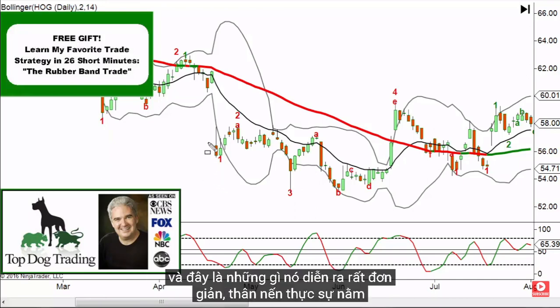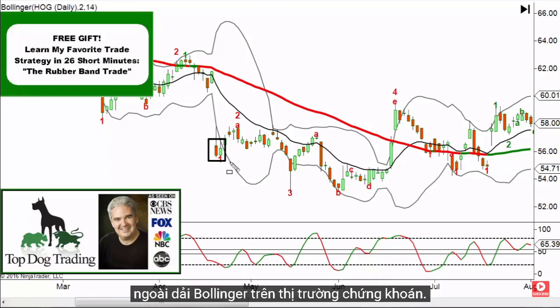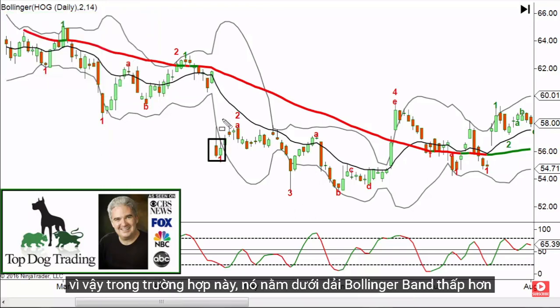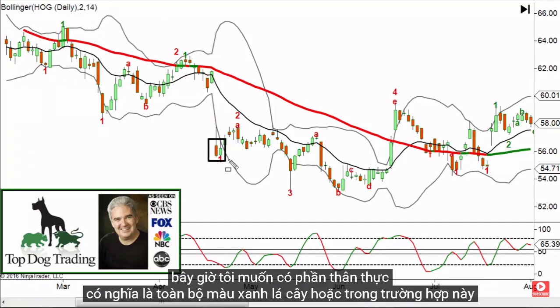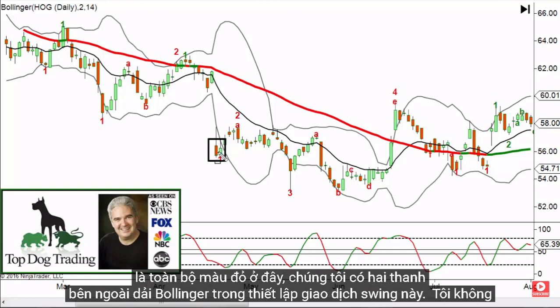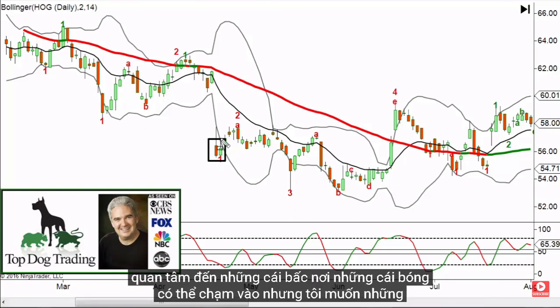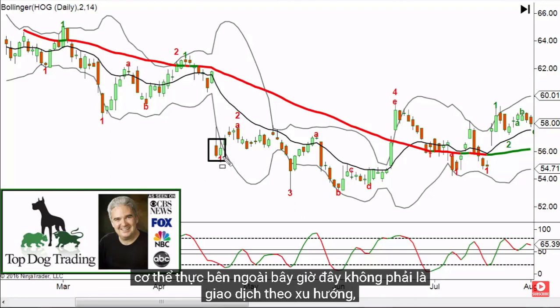And here's what it is. It's very simple. The real body of the candle gets outside of the Bollinger Band. So in this case, it gets below the lower Bollinger Band. Now, I like to have the real body, that means the entire green, or in this case, the entire red, here we have 2 bars, outside of the Bollinger Band. I don't care about the wicks or the shadows, that can be touching, but I do want the real bodies outside.